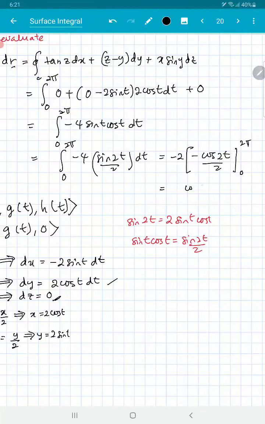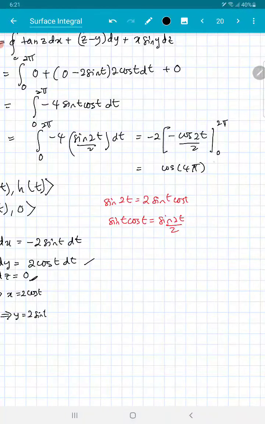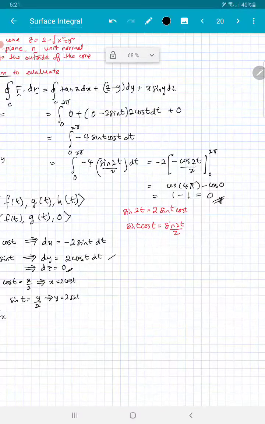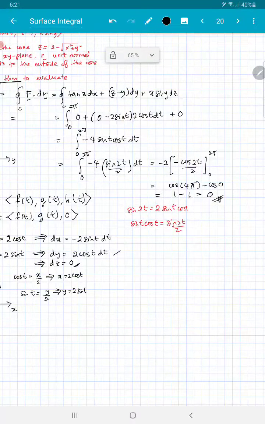Negative times negative is positive. So here we have cos 4 pi, and then replace t with 0, we get cos 0. But we know cos 4 pi is 1, and cos 0 is 1. So from here we get this is equal to 0. What we're calculating here is really work. F dot dr represents work.